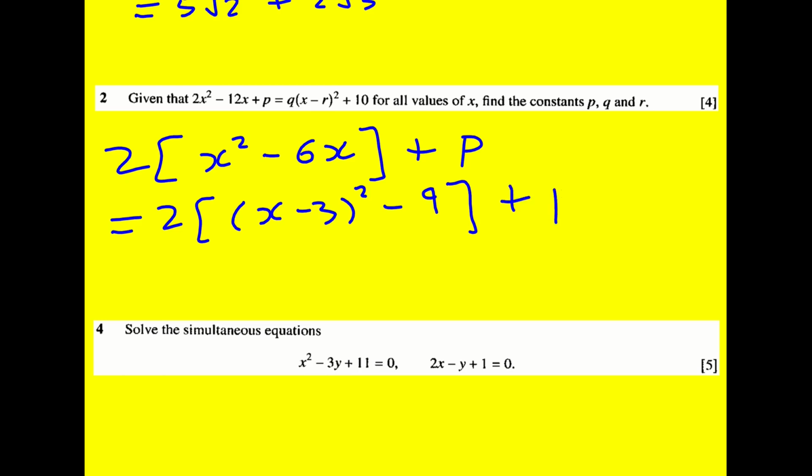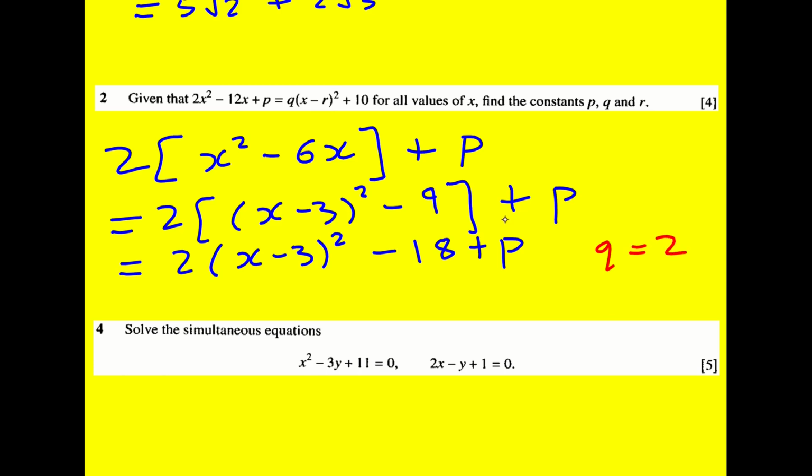Still need to plus the p. I then expand this back out. It's going to be 2 times minus 9, so minus 18 plus p. And we've got it in the right form. So I can see that q is going to equal 2. R is going to equal 3. And then to get plus 10, I'm actually going to have that p is equal to 28. Essentially, I've set minus 18 plus p equal to 10 and then solved it.